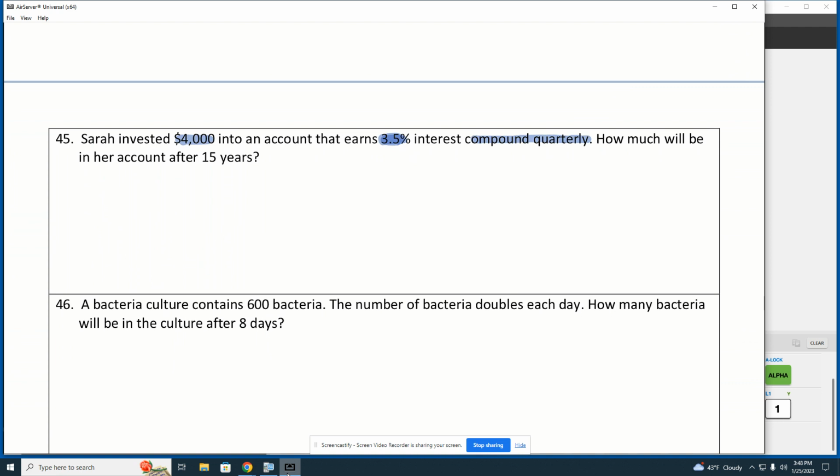Does this one ask me to write a function to model it? No, I just need to solve it. So first I need to know, this said compounded quarterly, so just like the last problem, we're using compound interest.